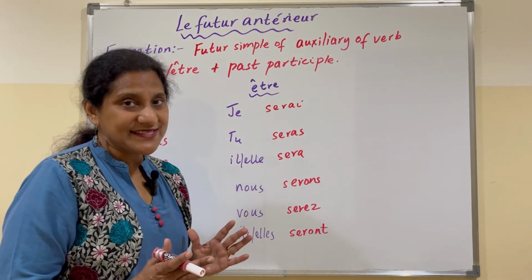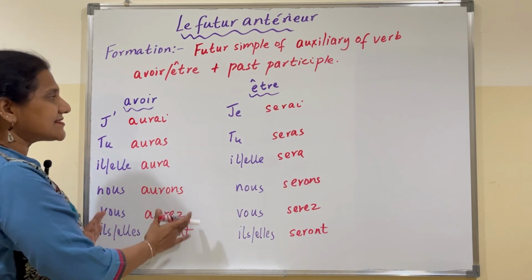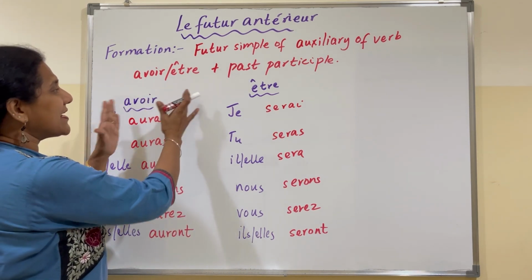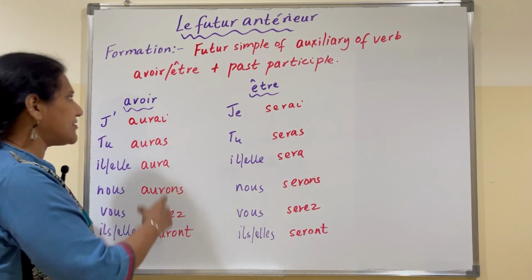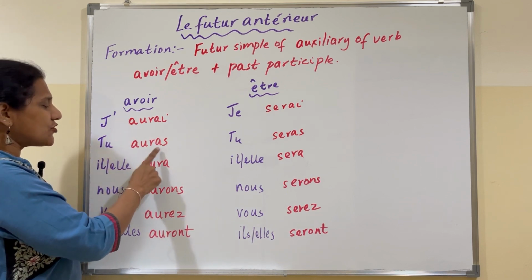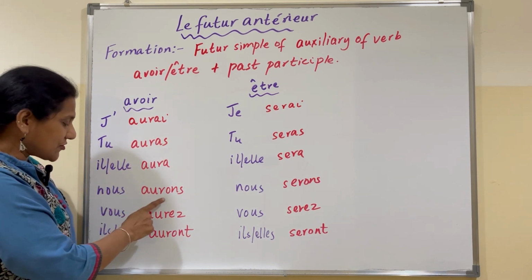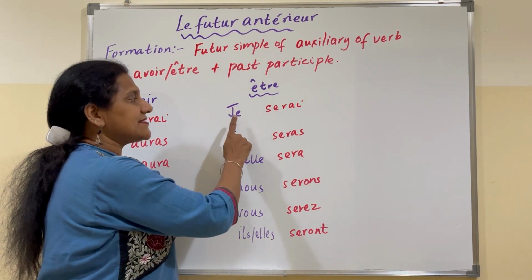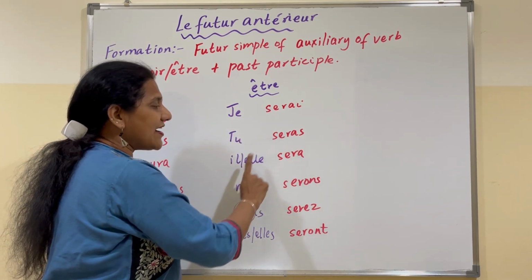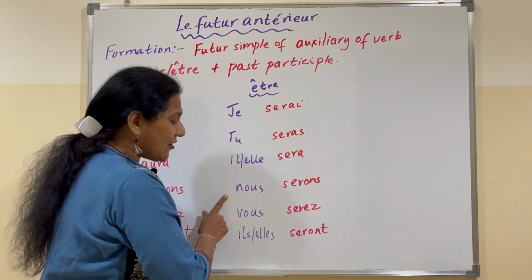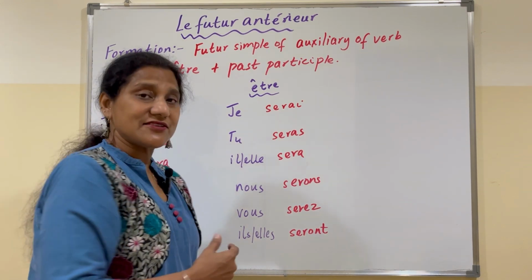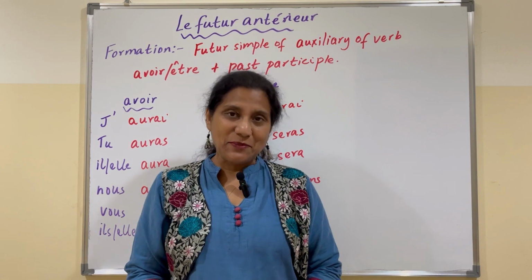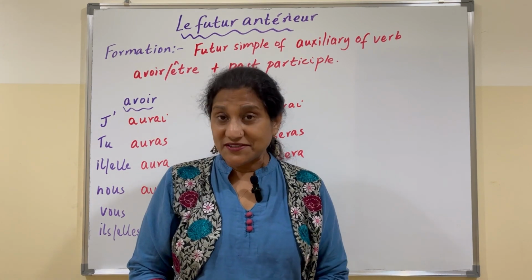But before we proceed, let's see the auxiliary verbs, avoir and être, in future simple. Avoir is j'aurai, tu auras, il, elle aura, nous aurons, vous aurez, ils, elles auront. And être is je serai, tu seras, il, elle sera, nous serons, vous serez, ils, elles seront. Now let's learn the formation of futur antérieur.